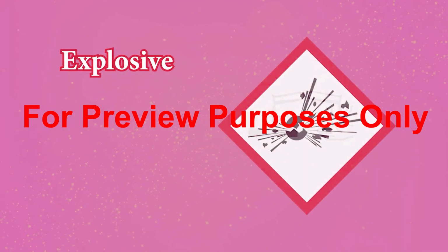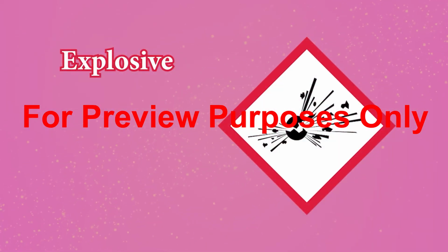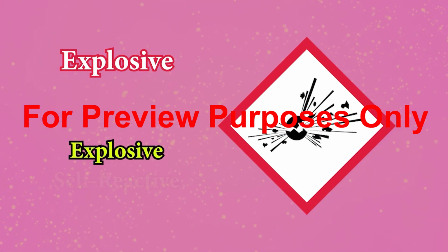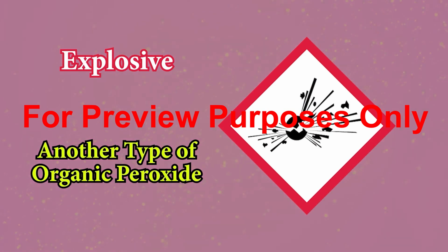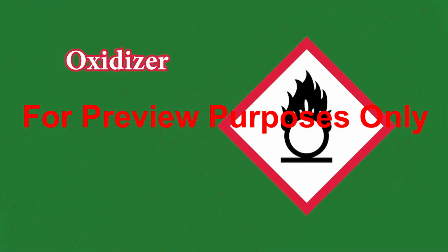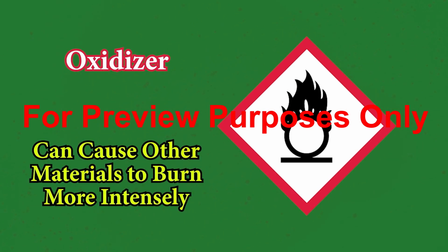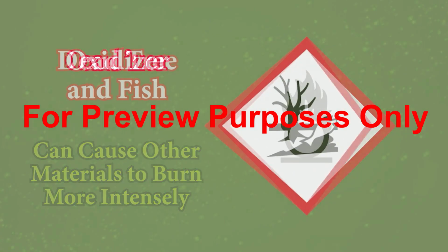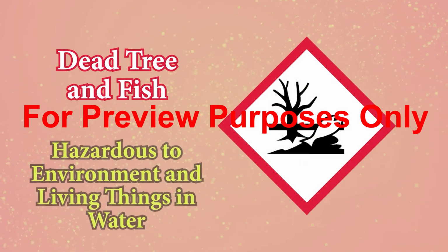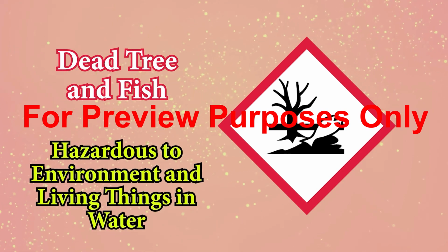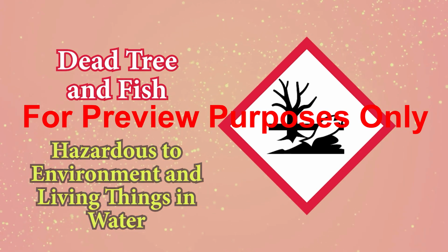An image of an explosion shows that the substance is explosive, self-reactive, or another type of organic peroxide. And a picture of a flame over a circle indicates that the chemical is an oxidizer, which can cause other materials to burn more intensely. The image of a dead tree and fish means that the chemical is hazardous to the environment and can harm living things in the water.